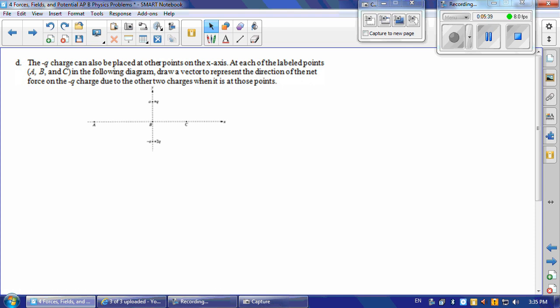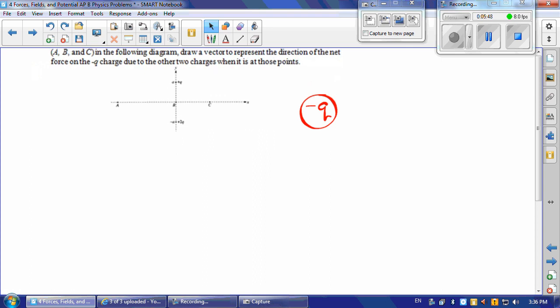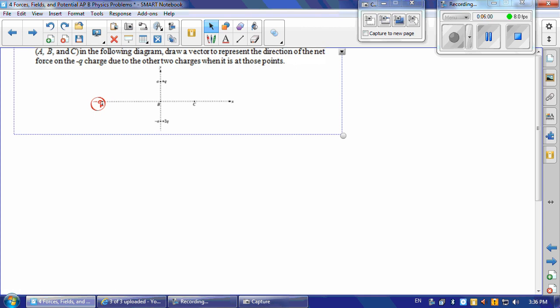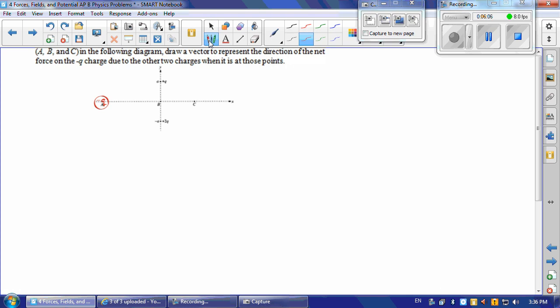So if I took a big old fat minus q charge, let's see what we can do with this. Shrink it down here. Too small. Too big. Perfect. And I put it at point A. You should be able to see at point A that it'll be attracted this way, but it'll be more attracted that way. So if you add these two vectors up, you end up with a net attraction that is like right there, in between them.